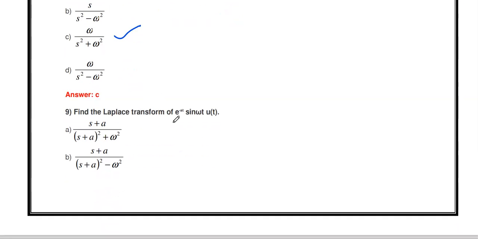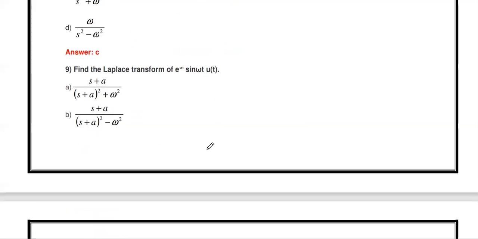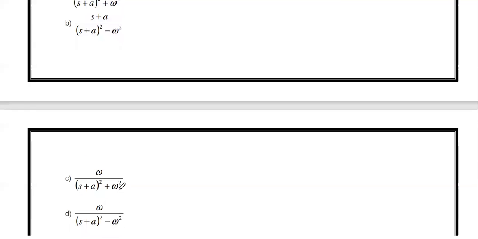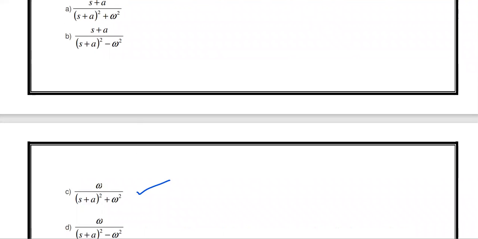And similarly, find the Laplace transform of e power minus at sine omega t. In the sine omega t equation, if you replace s by s plus a, we will get the answer. So the answer is omega by (s plus a) the whole square plus omega squared. This is the answer. Okay, so these are some of the standard signals.